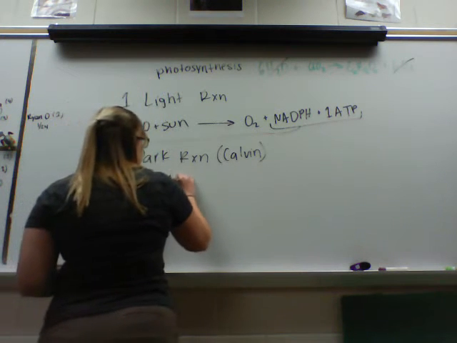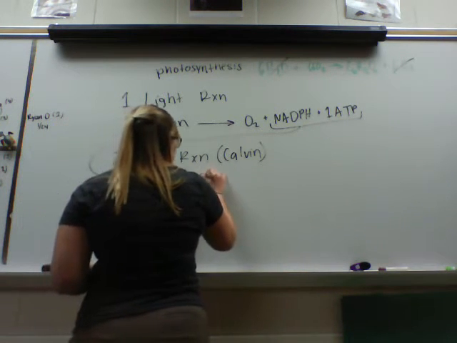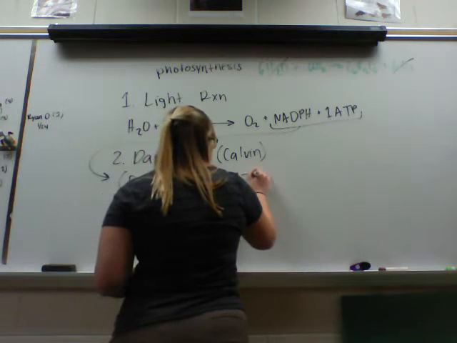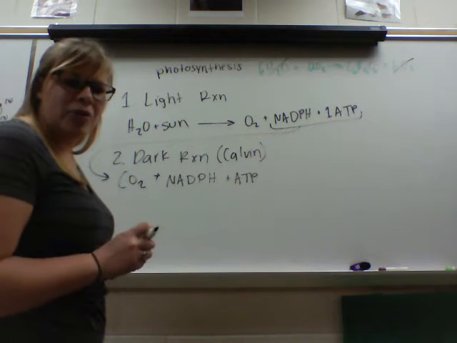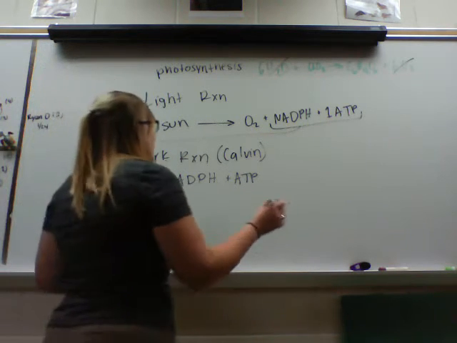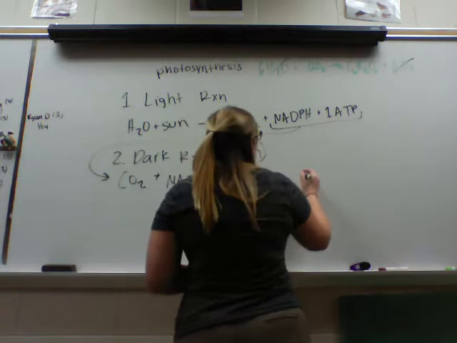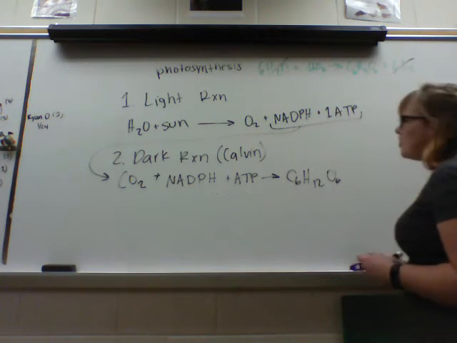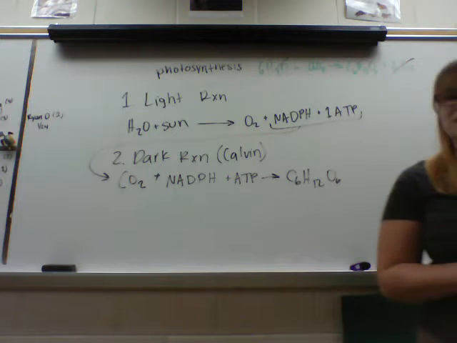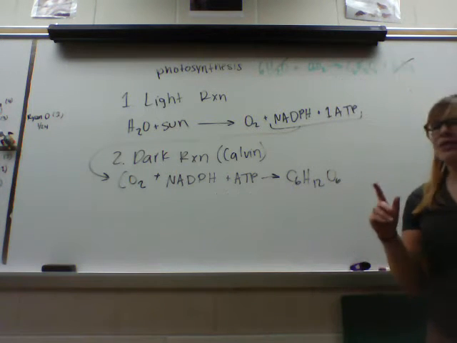So carbon dioxide plus NADPH plus ATP. That's the left side of the equation. That is the reactants, excuse me. And then when those things combine, we get out of it glucose, C6H12O6. That's photosynthesis.